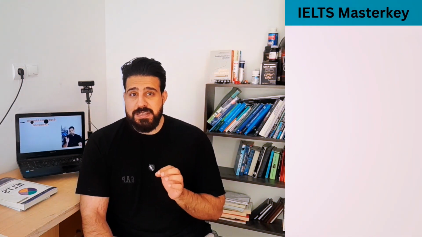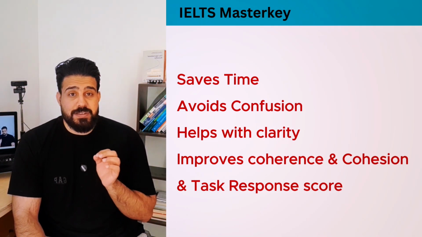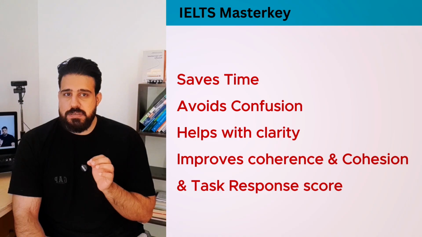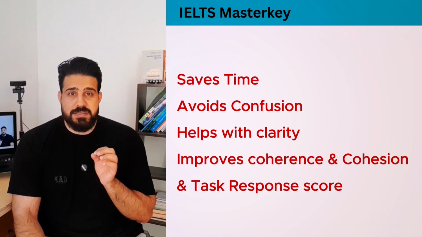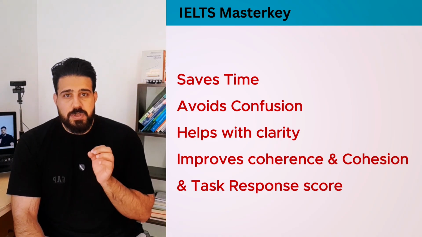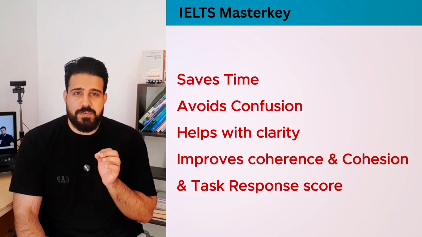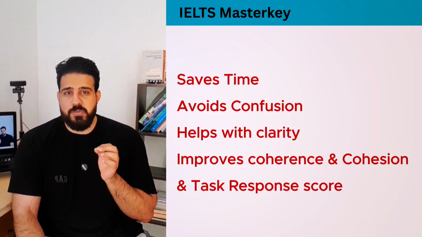Okay, step 2, planning. And I'm not talking about wasting time. I'm talking about a power plan using my proven method that separates band 5 writers from band 8 and 9 legends. If you plan the right way, you'll stop wasting time thinking about what to write next during the writing stage. Plus, it will also help you avoid confusion, add clarity, and boost your score significantly.